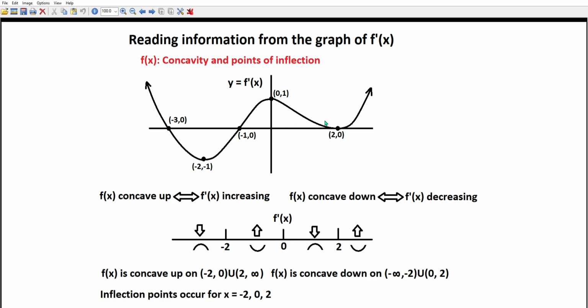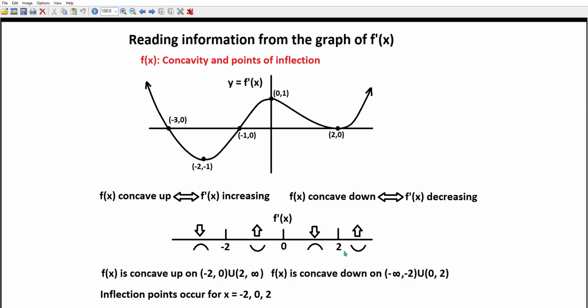We are decreasing until we get to 2, and then we are increasing for the rest of the time. So going down, going up, going down, going up. Remember, decreasing f prime means concave down function, increasing concave up, decreasing concave down, increasing concave up. And you can see the intervals on which everybody is concave up and concave down.